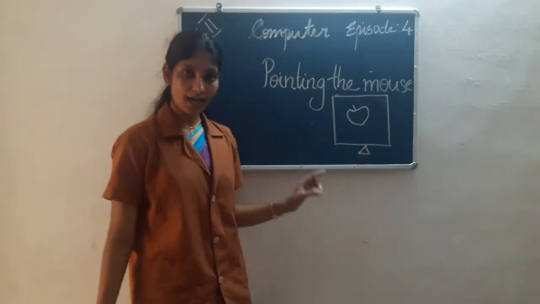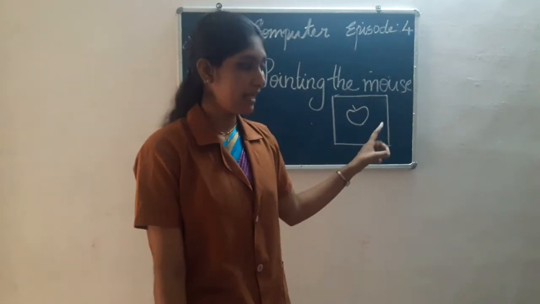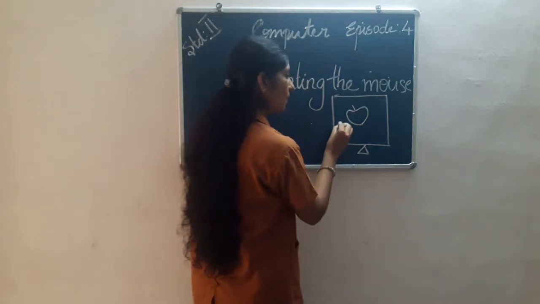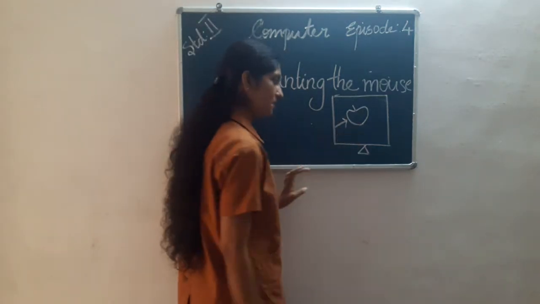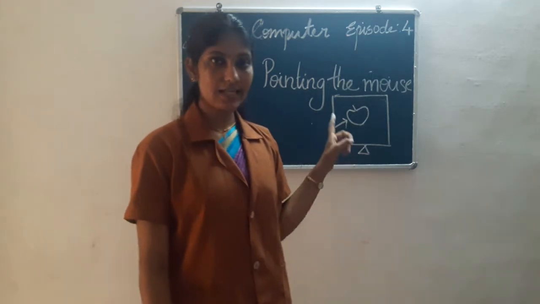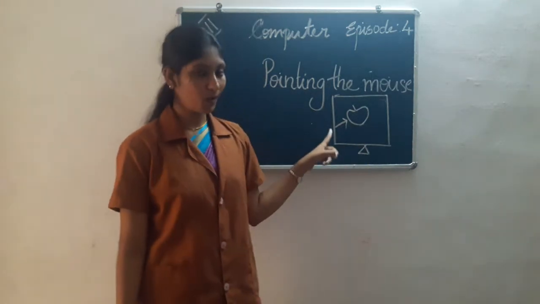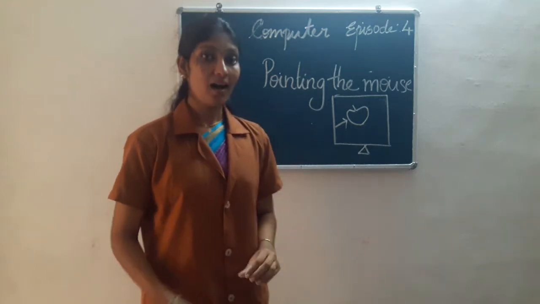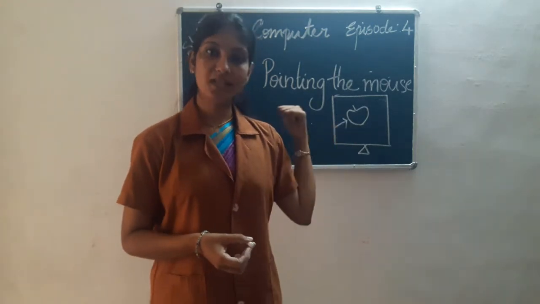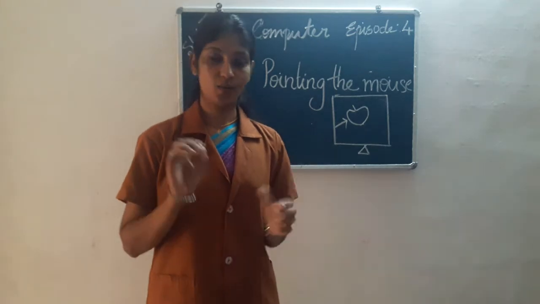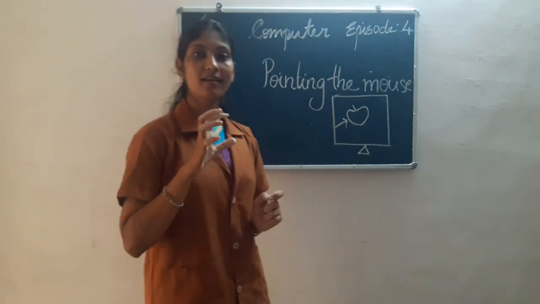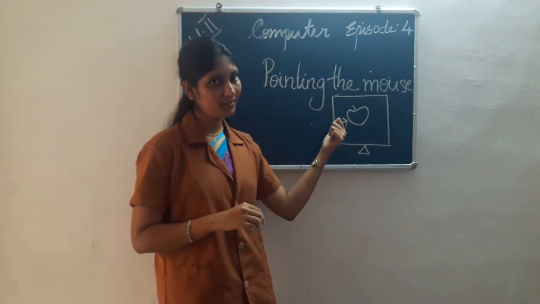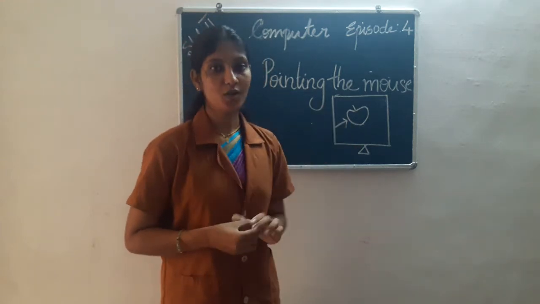So I want to point at the apple on the screen. I want to point at the object. Here the object is an apple. Then how do we point at that object on a screen? First of all, just move the mouse and bring the mouse pointer where you want to point.